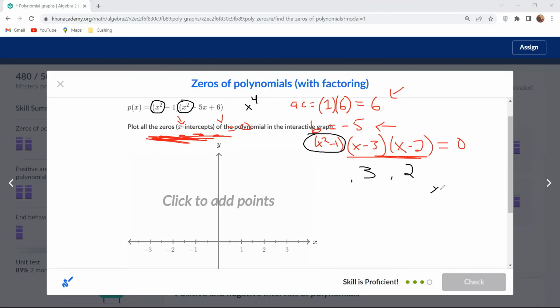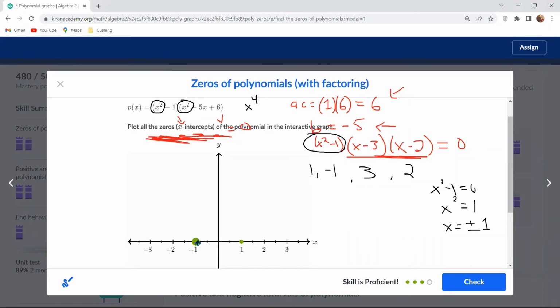So if we set this equal to 0, you're going to get x squared equals 1. So x equals plus or minus 1. Right? The square root of 1 is 1 or -1. 1 times 1 is 1. -1 times -1 is 1. So I'm going to get 1, -1, 3, and 2. So there should be all of my answers. 1, -1, 3, 2.